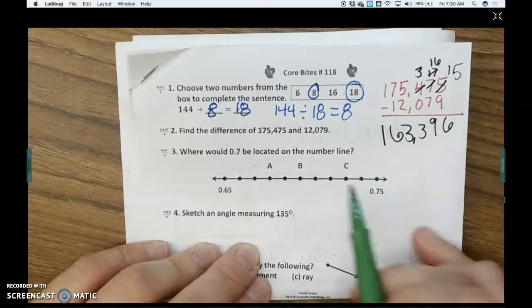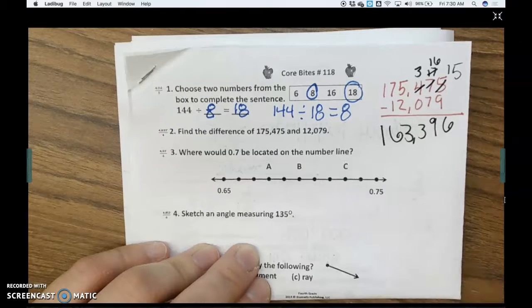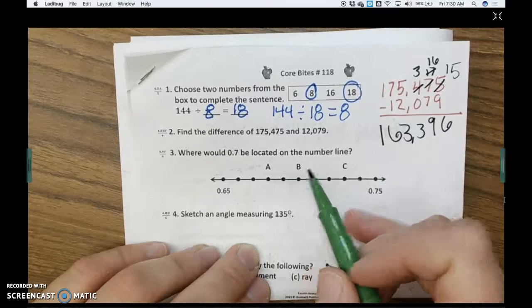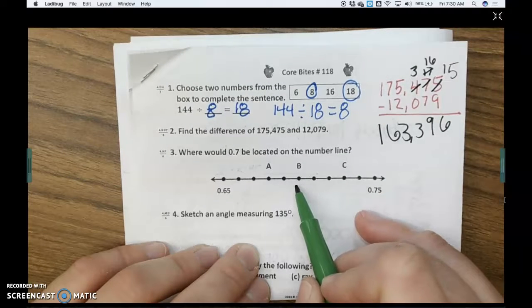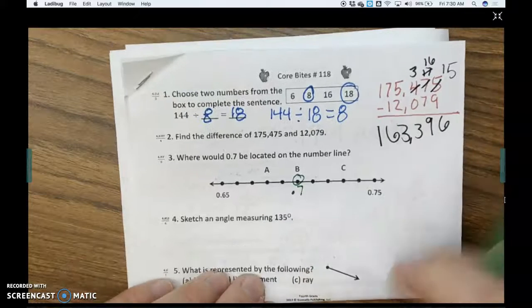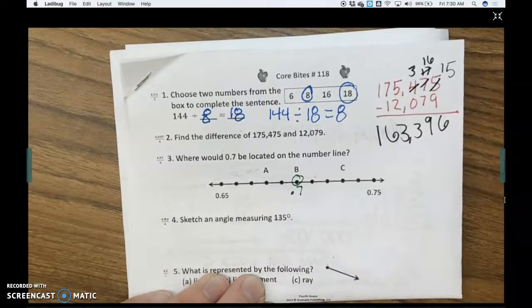So 65 hundredths, 75 hundredths. Okay? So if you're going between them, half of that would be the 0.7. So it would be a B, because it's halfway between both of those.